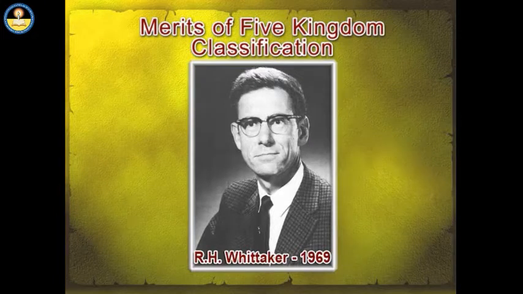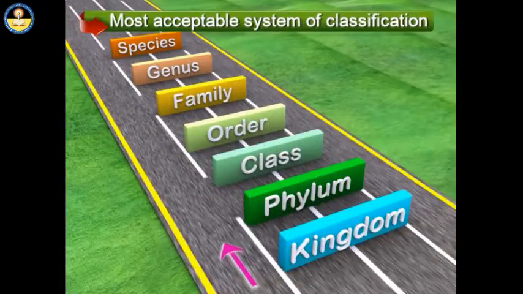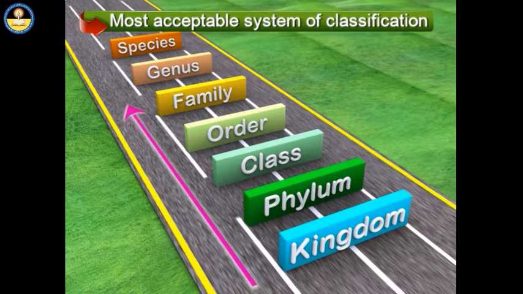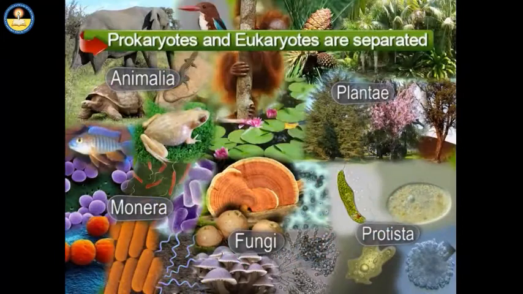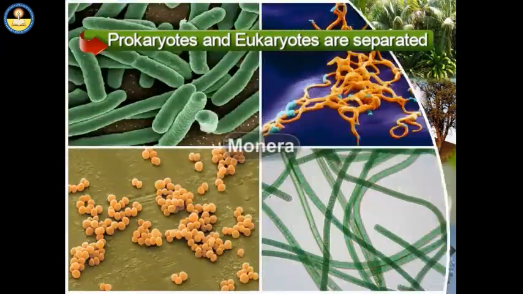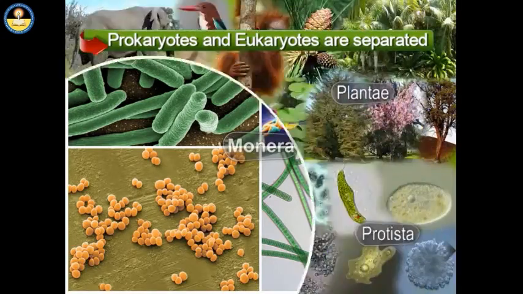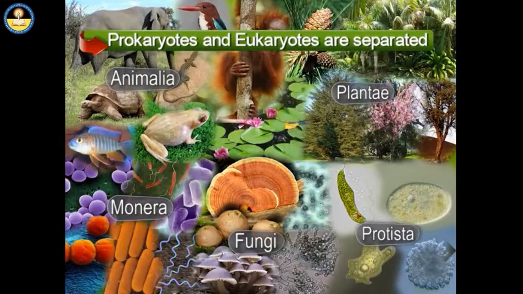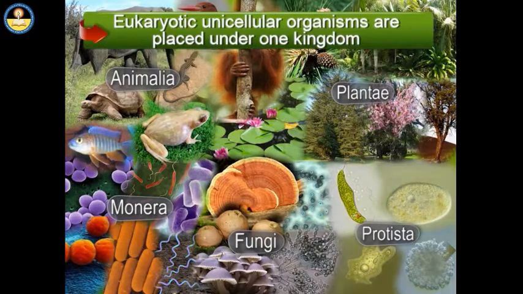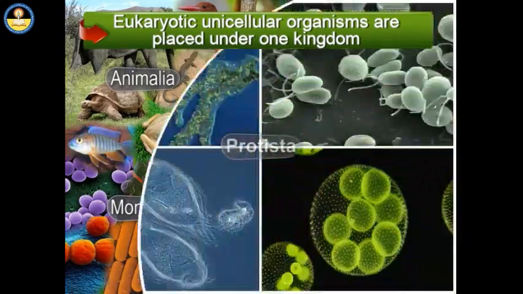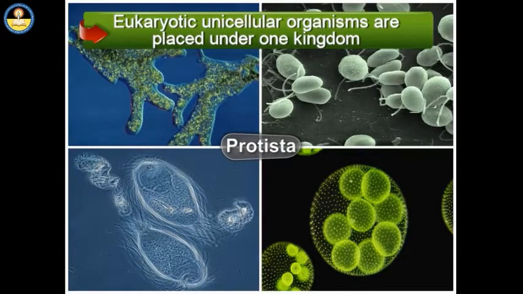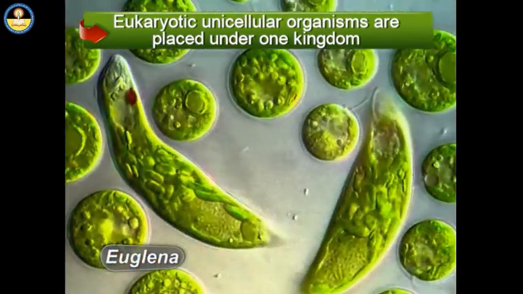Merits of R. H. Whittaker's 5 Kingdom Classification. It is the most accepted system of modern classification as the different groups of animals are placed in a scientific and natural manner. The prokaryotes are placed in a separate kingdom as they differ from all other organisms in their organization. As eukaryotic unicellular organisms are placed under the kingdom Protista, it has solved the problem related to the position of organisms like Euglena.